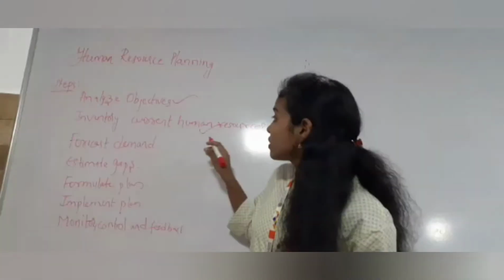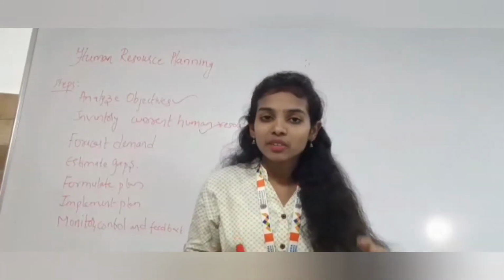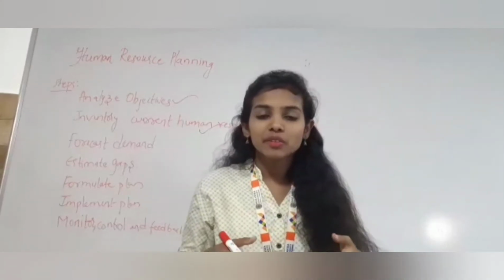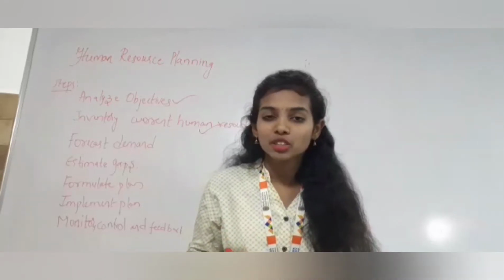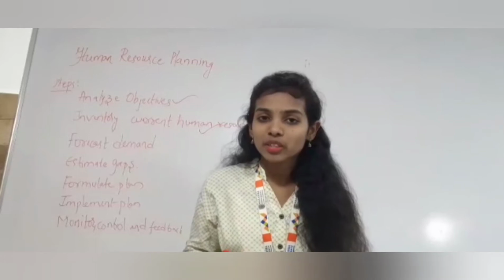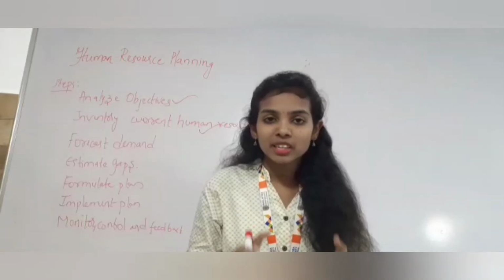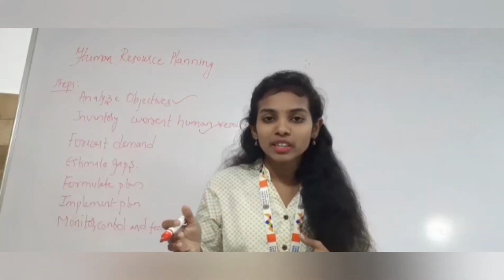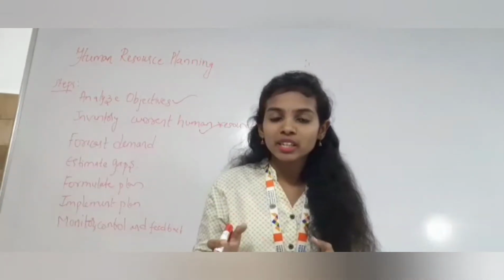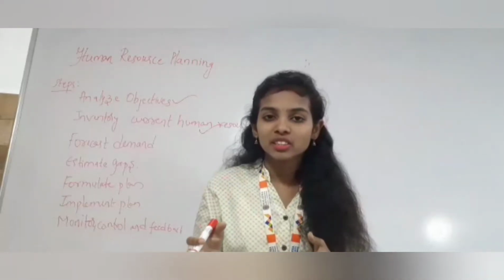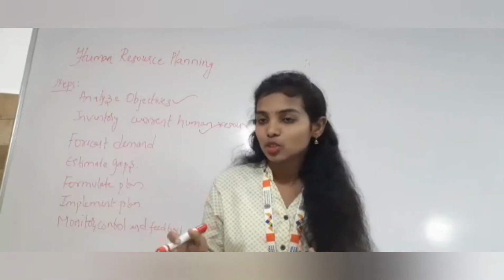Next one is inventory current human resources. Every now and then, after recruiting, or every 3 to 4 months or every month, we will update the information about the human resources in the storage system. We have a human resource information system. In that software, we will update all the information about the current resources, how many people are present now and how many people left the organization. We will have that updated information in the software. So we have to look at how many people are available in the organization and what the sources for our recruitment are. What are internal sources, what are external sources.